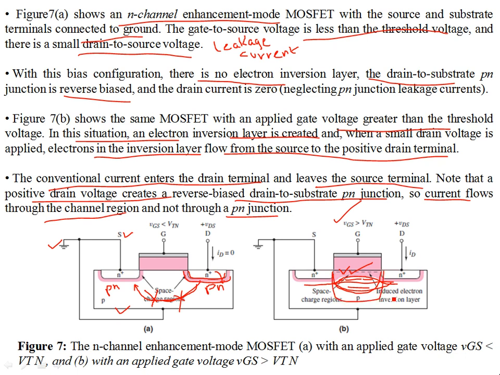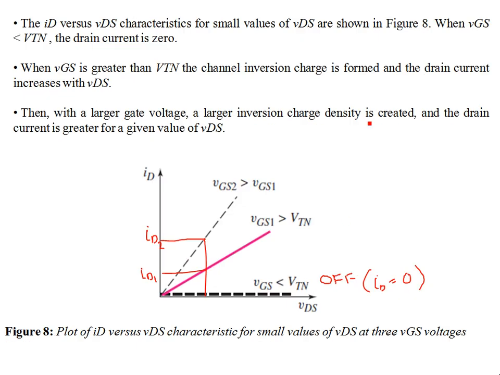The channel width increases as your VGS increases. It becomes large. You have more and more channel width. That means you have more density of charge carriers that is responsible for the flow of current from drain to source. So more charge density results in more conduction of current from drain to source.